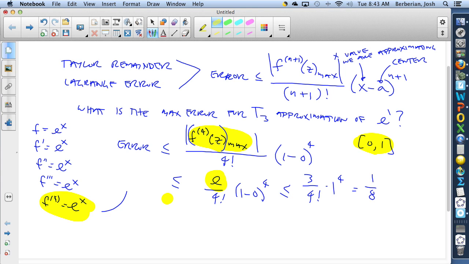Don't the 3's go, and you're left with 1 over 4 times 2? So, in other words, what I can say is, if I use the 3rd degree Taylor polynomial, I can be accurate in approximating e.